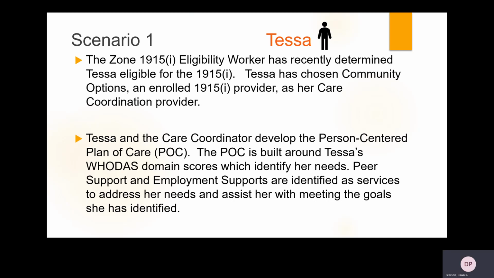Tessa has chosen community options and enrolled a 1915i provider as her care coordination provider. Tessa and the care coordinator developed the person-centered plan of care. The plan of care is built around Tessa's HUDA domain scores, which identify her needs. Peer support and employment supports are identified as services to address her needs and assist her with meeting the goals she has identified.